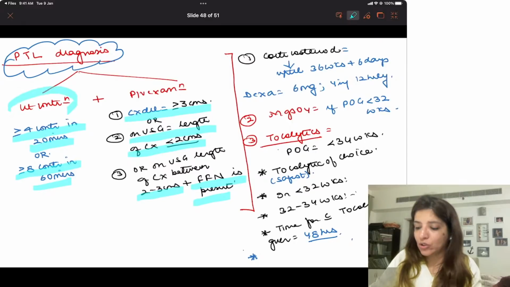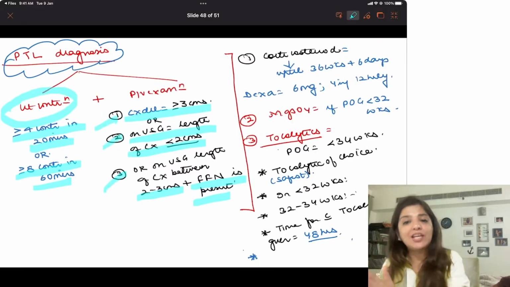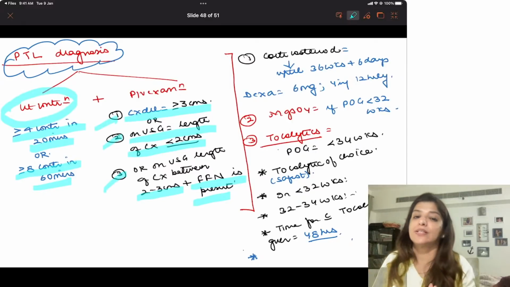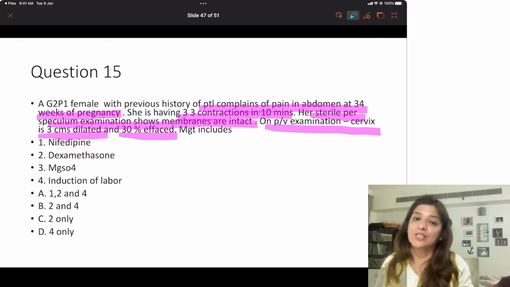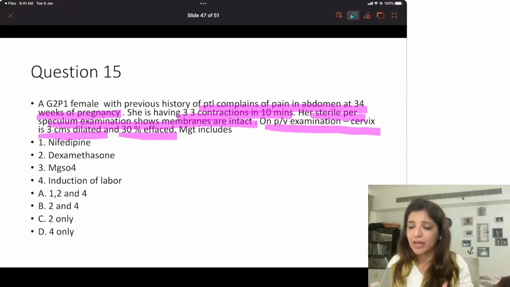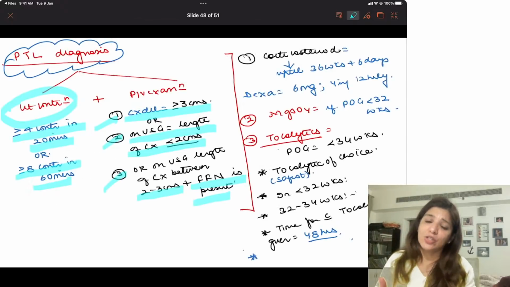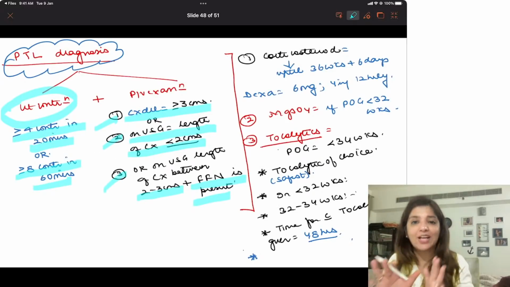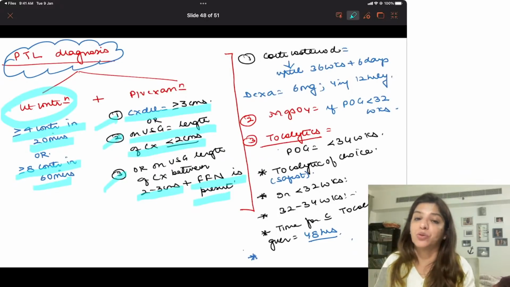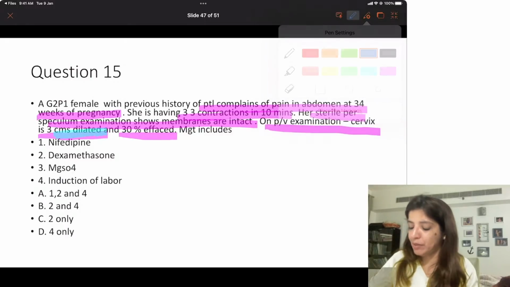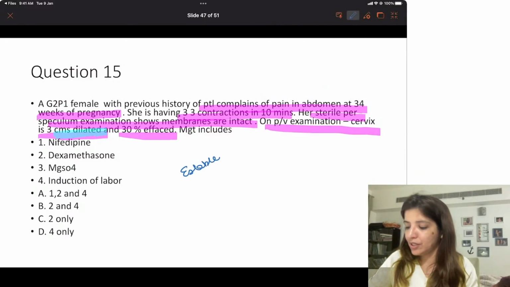So, with uterine contractions, if you are getting any of these 3, then you say it is a diagnosed case of preterm labor. So, over here you are getting 3 contractions in 10 minutes. So, definitely there will be more than 4 contractions in 20 minutes, right? So, contractions are present. And on per vaginal examination, the cervix is 3 centimeters dilated. So, when it is more than or equal to 3 centimeters dilated, you say it is a diagnosed case of established preterm labor. This is a case of established preterm labor.